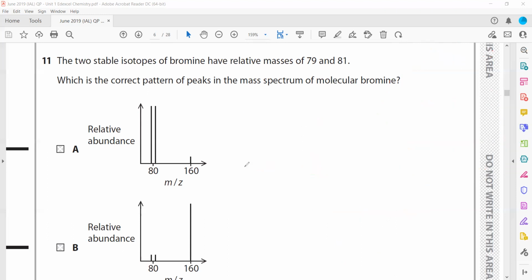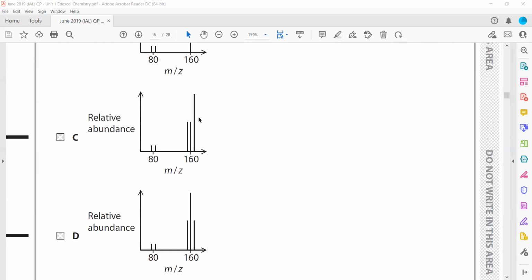When two atoms are there, like in a bromine molecule, peaks can be at 158, 160, or 162. So if it is 158, it will be like 1, 2, 1, or you can say 50%, 100%, 50%. So this is always a 1-to-1 ratio. So we'll check the options.